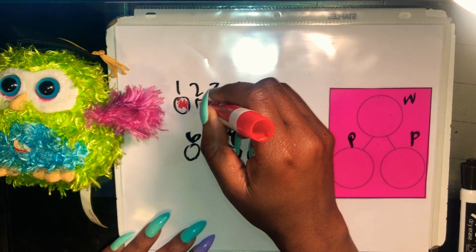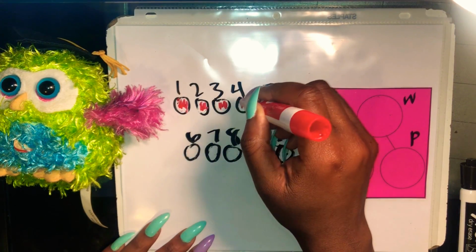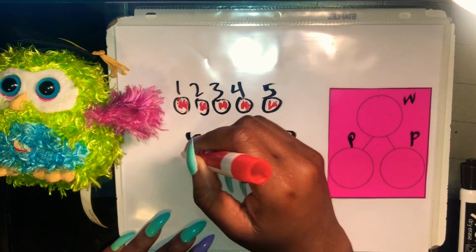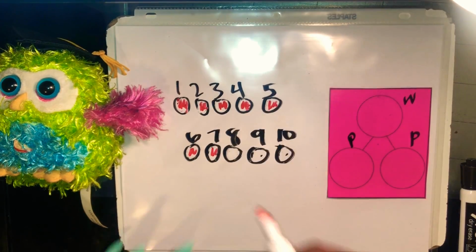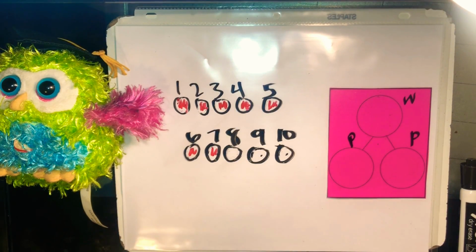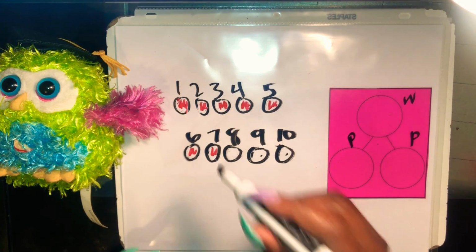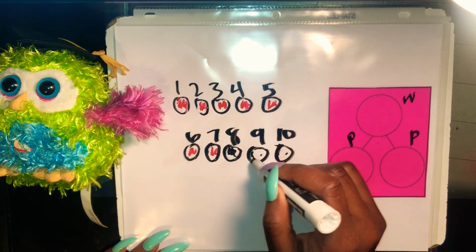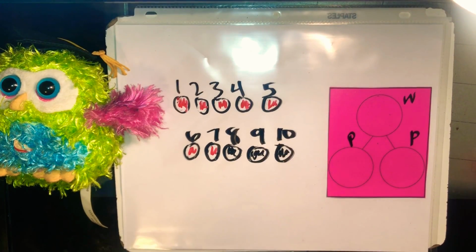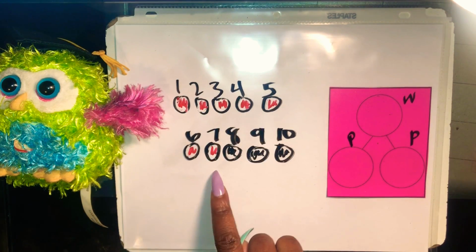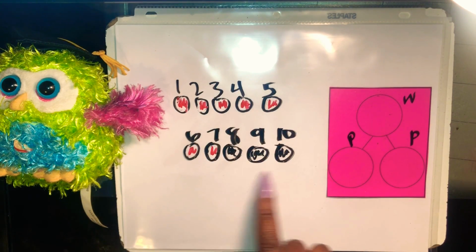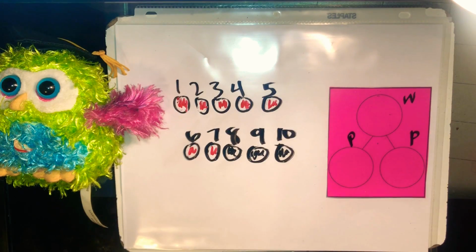1, 2, do it with me. 3, 4, 5, 6, 7. I have 7 red circles. Now I'm going to color the rest black. Let's just color the rest black. What does that tell me about 10? If you said that means 7 plus 3 more equals 10, you are right, because 7 plus 3 equals 10.